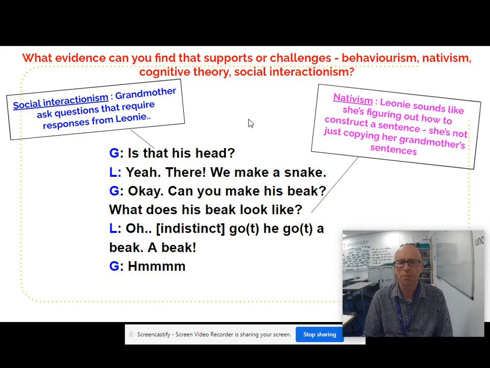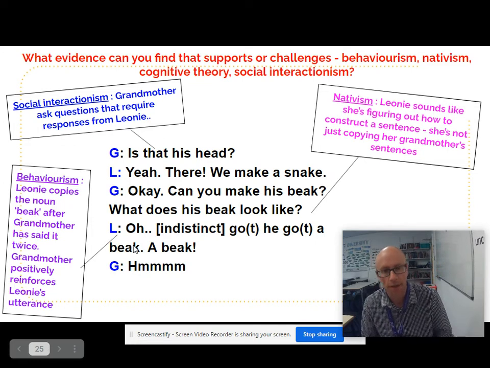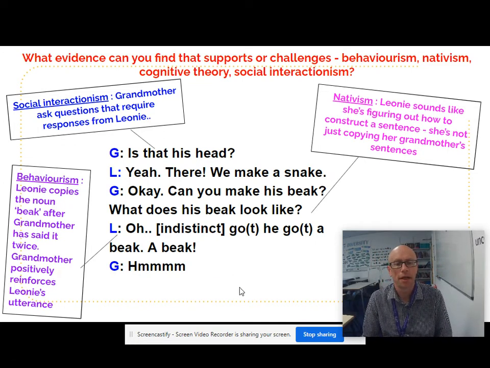We also have some evidence of nativism, because if you look at this bit here, where Leonie seems to be trying to figure out how to construct the sentence, it is evidence that she's not just copying her grandmother's sentences at all, that she's trying to use language in a creative way. We have plenty of behaviorism as well. I mean, take this noun beak. So Leonie copies the noun beak after the grandmother has said it twice, and the grandmother positively reinforces Leonie's utterances at the end there with that non-verbal hmm.